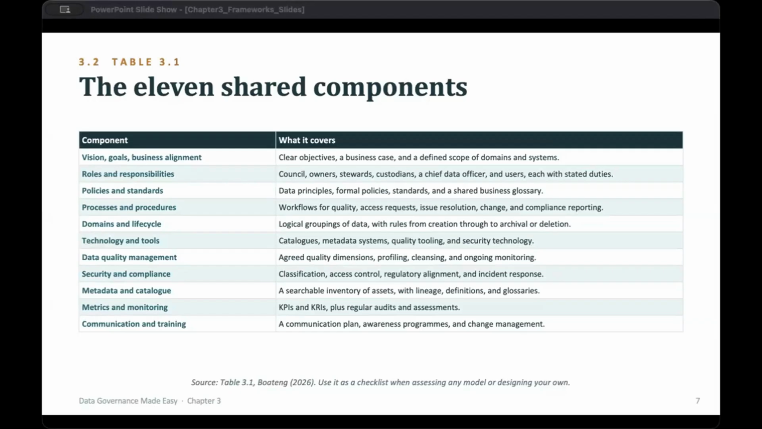Then the catalog, the metadata of the data, there's a searchable inventory of all the definitions and glossaries covering the data. Our metrics for monitoring it.